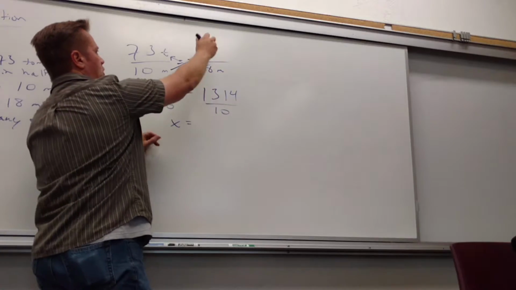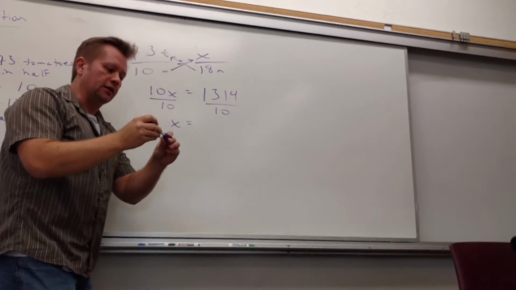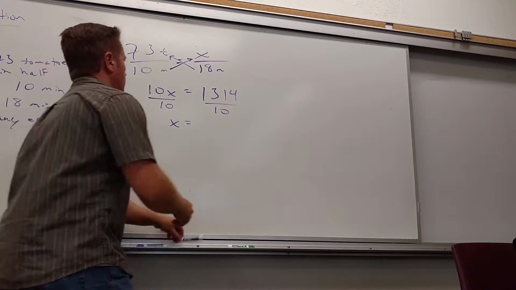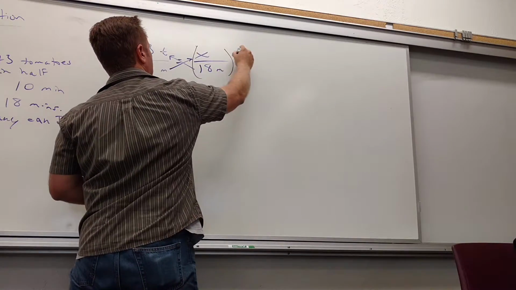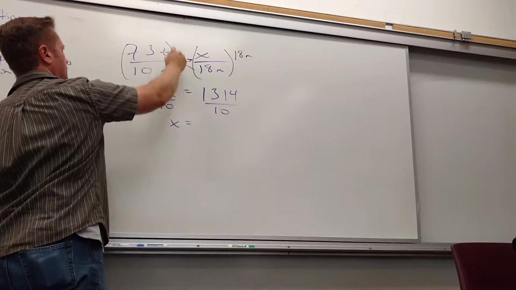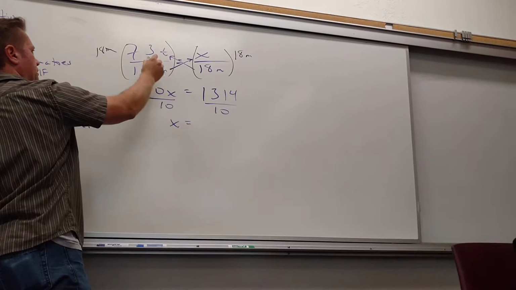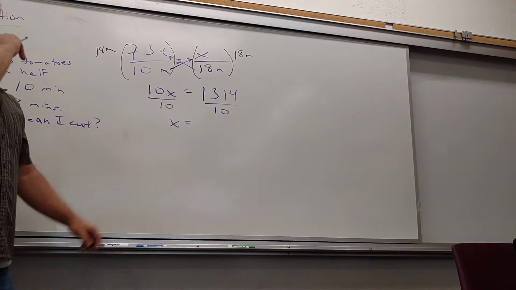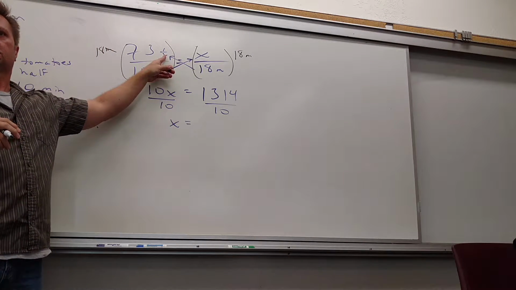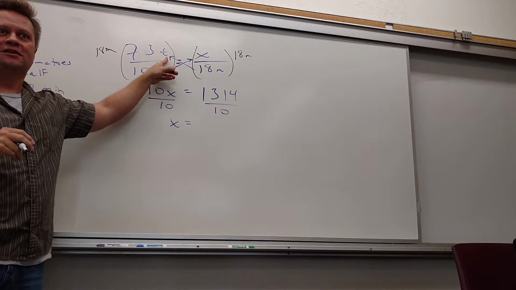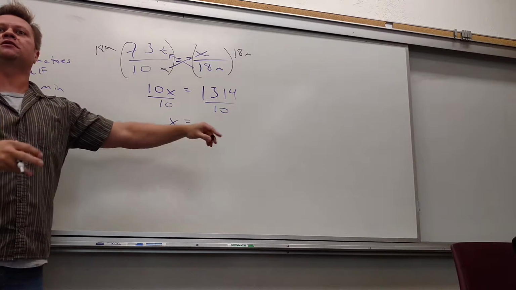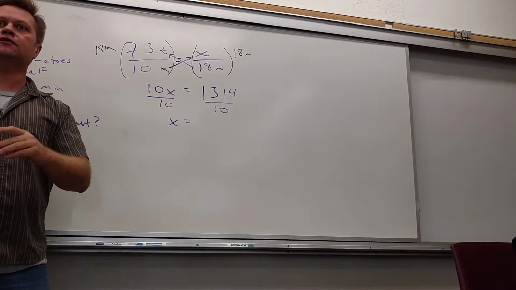So if I did multiply this side, now watch, this is kind of neat because you brought up the units thing. If I do multiply both sides by 18 minutes, don't the minutes cancel? Yeah. And what am I left with? Tomatoes. So that's why the answer is going to be so many tomatoes. That's the only unit that's left.